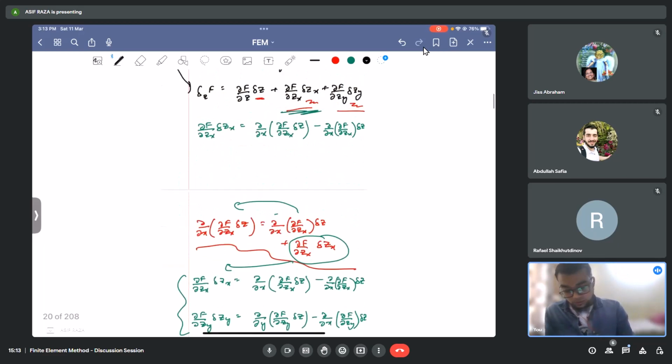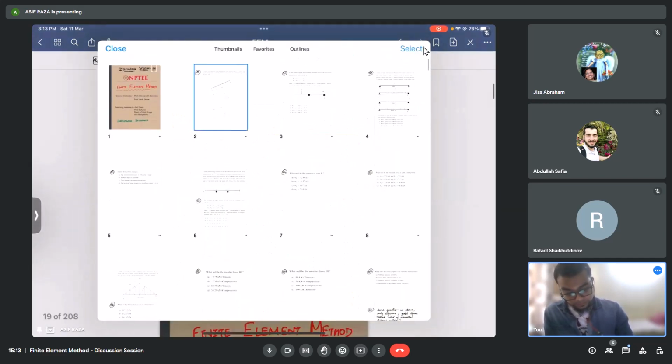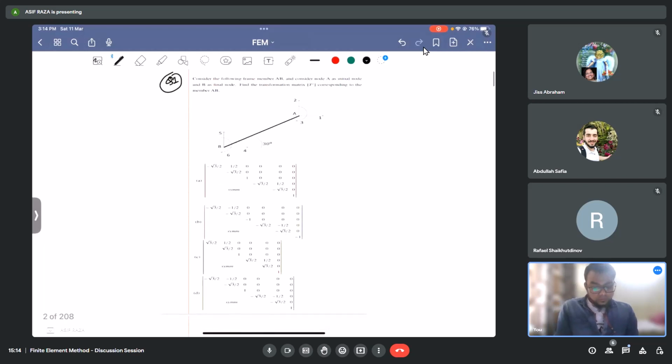Now we'll move on to today's discussion. First question is: consider the following frame AB and consider node A as initial node. So you better see, this is my initial node and B as final node. Find the transformation matrix T E corresponding to the member AB.